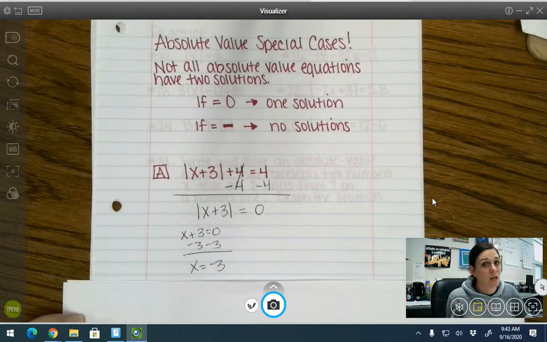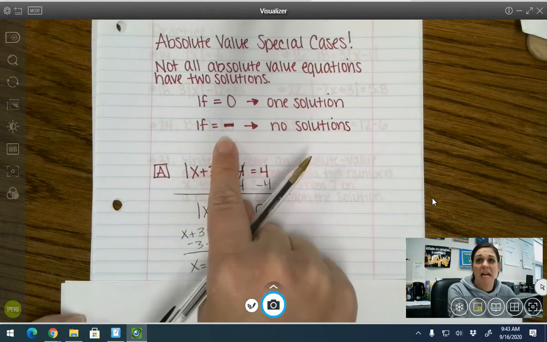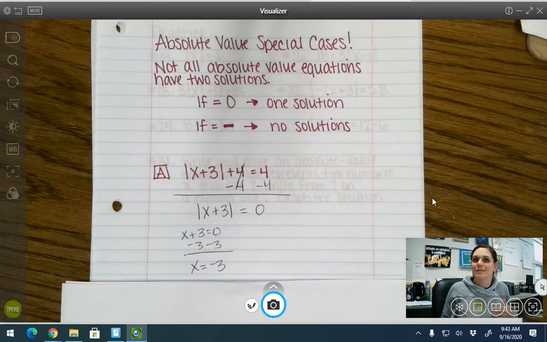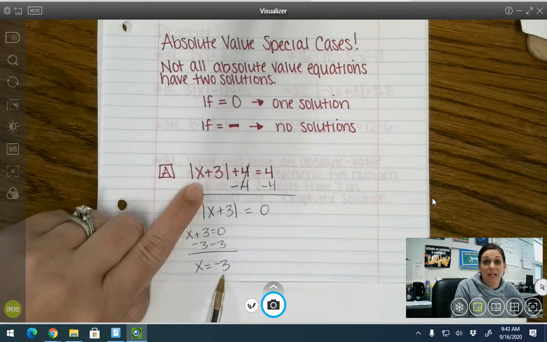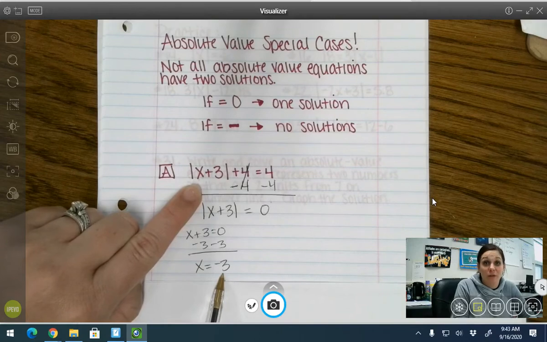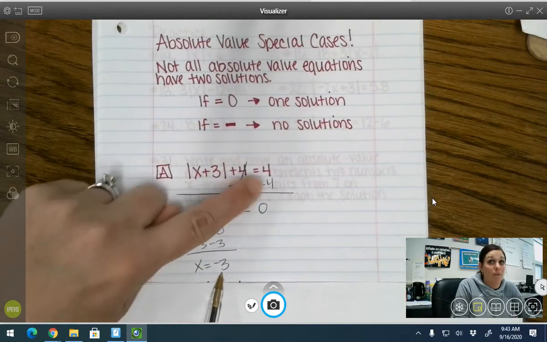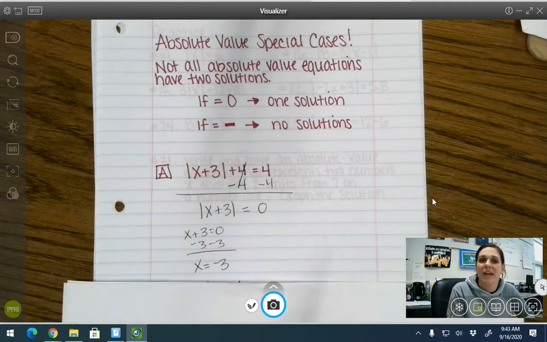Now, please do not be confused with up here, well, I got a negative answer. I'm allowed to have a negative x. I can't have a negative absolute value because when I plug this negative 3 in here, negative 3 plus 3 is 0, and the absolute value of 0 is 0, and 0 plus 4 makes 4. It's the only number that exists that will make the sentence true. Okay, there's only one answer.